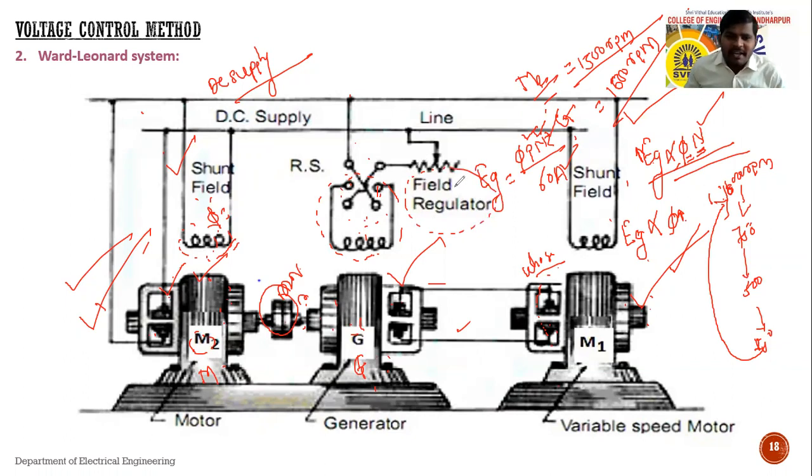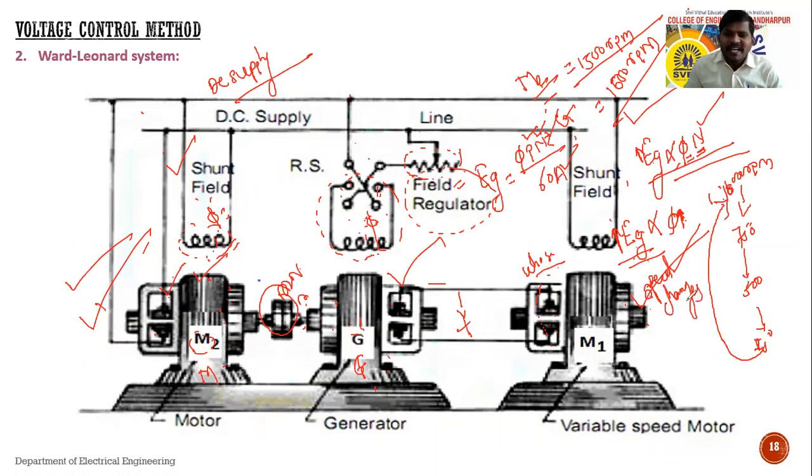A field regulator is used. Field regulator is nothing but one variable resistor. By varying the value of the resistor, I am changing the value of flux, and if the flux changes, the induced EMF of the generator changes. This induced EMF, or voltage, is applied to the motor whose speed we want to control. So due to this change in induced EMF, the speed of the DC shunt motor also changes, right?